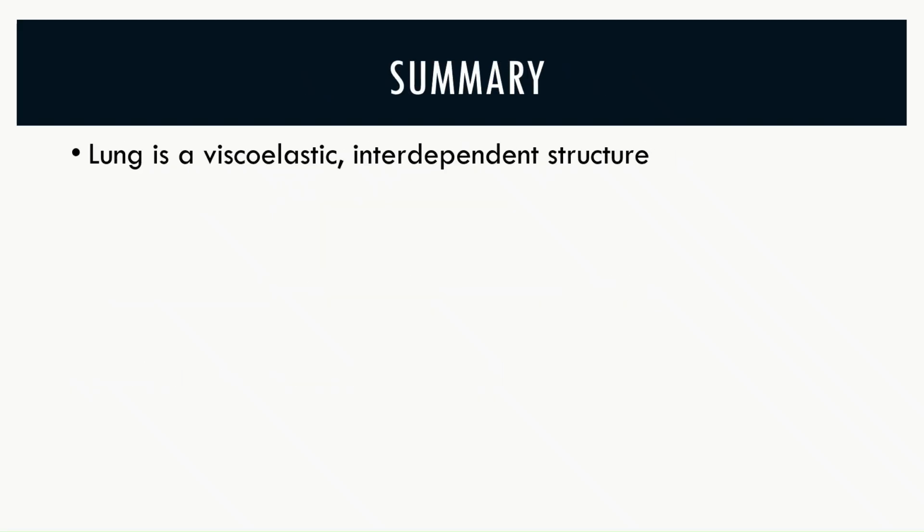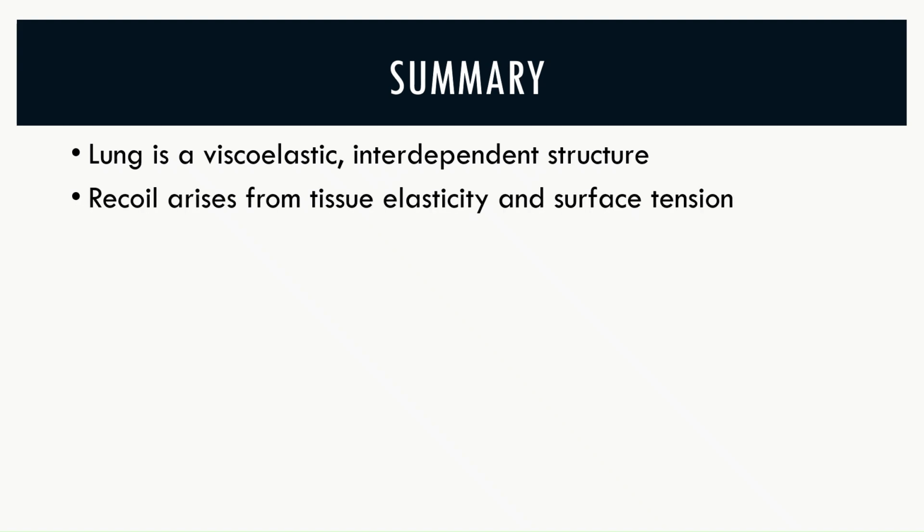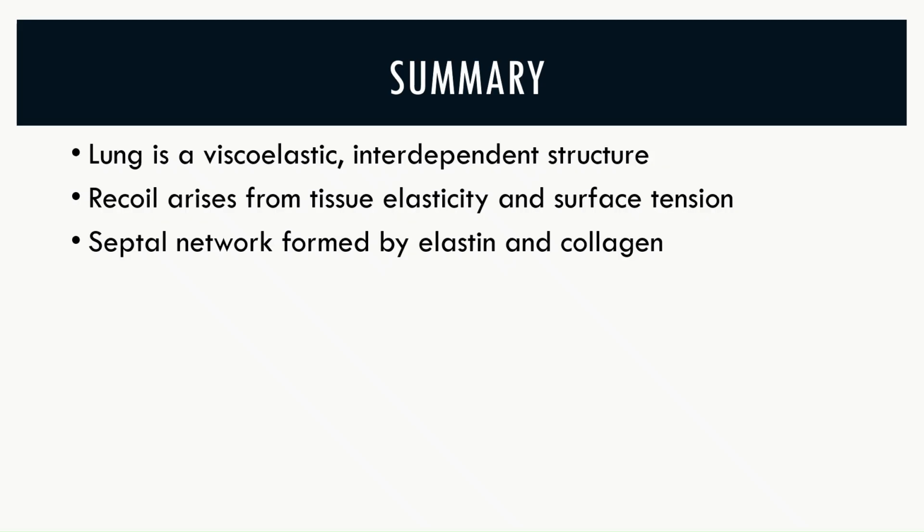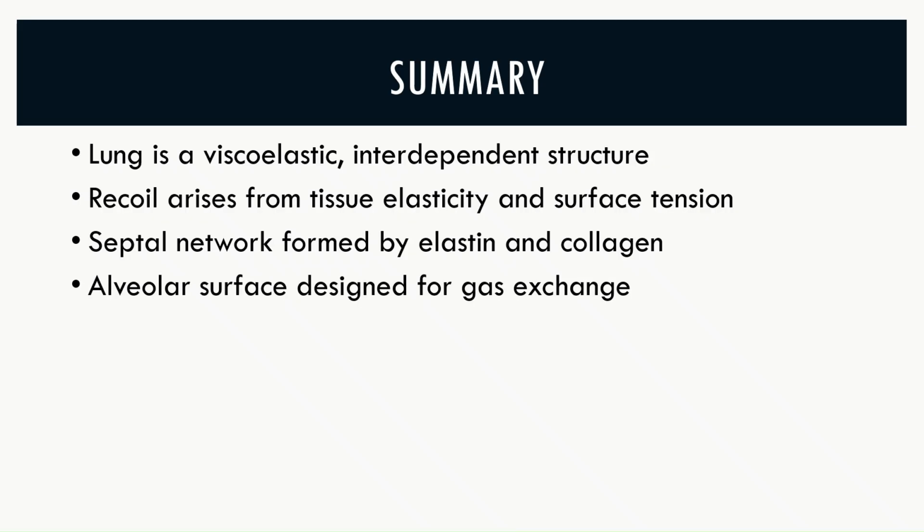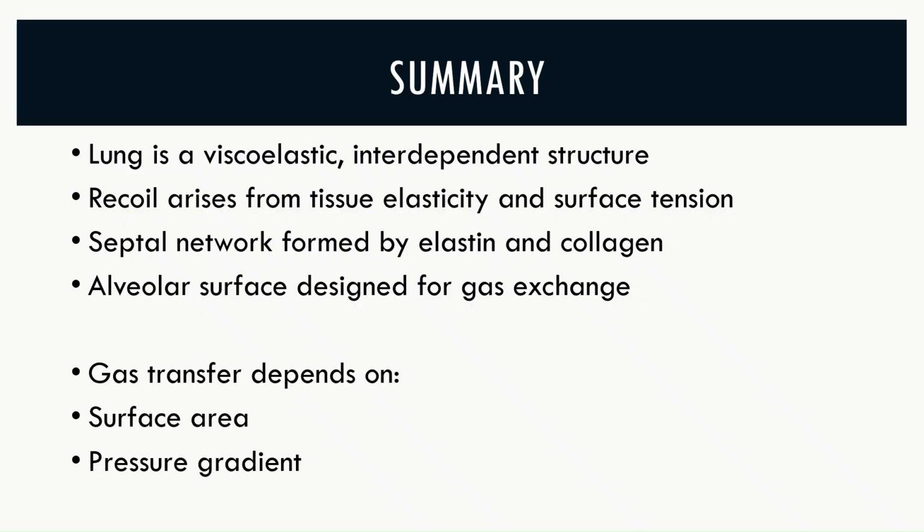In summary, lung is a viscoelastic structure with strong mechanical interdependence. Recoil results from both tissue elasticity and surface tension. The alveolar septal network provides strong structural support, while large surface area and thin barrier enables efficient gas exchange.